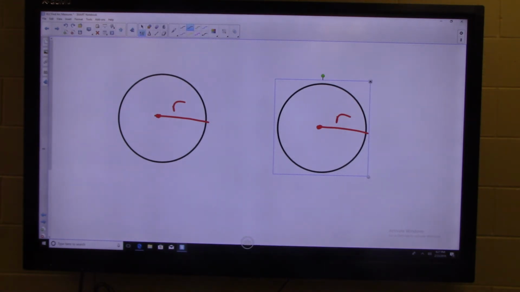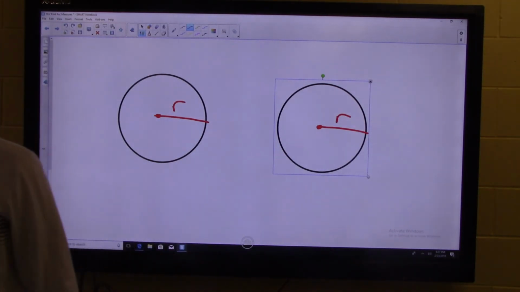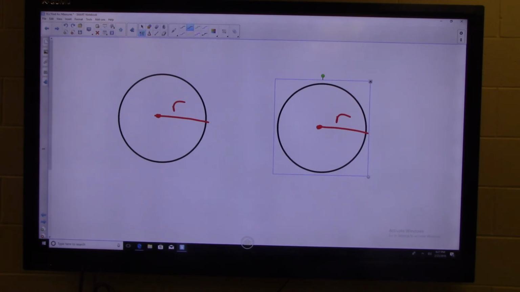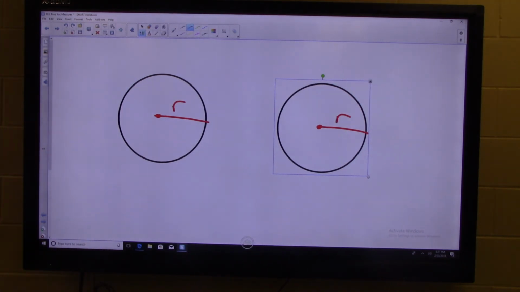Remember, congruency means same shape and same size. Well, obviously, all circles are going to be the same shape. I mean, circles are circles. But yeah, you can make them bigger or smaller. If you change the radius, it's going to make it bigger or smaller. I can make the radius smaller as well. All right, so that's just a picture of congruent circles.